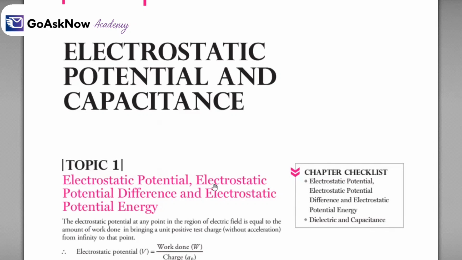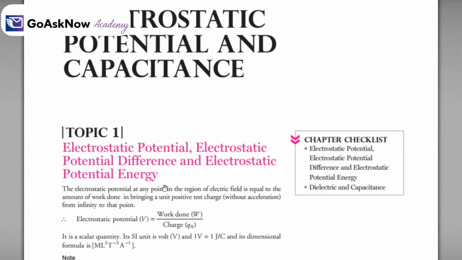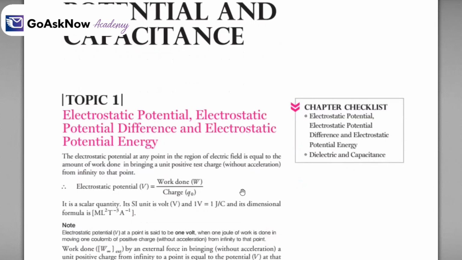So let's start the discussion, and if you have any doubts or comments, you can post in the chat box. Okay. The electrostatic potential at any point in the region of an electric field is equal to the amount of work done in bringing a unit positive charge, without acceleration, from infinity to that point.